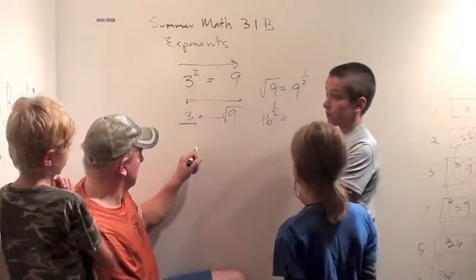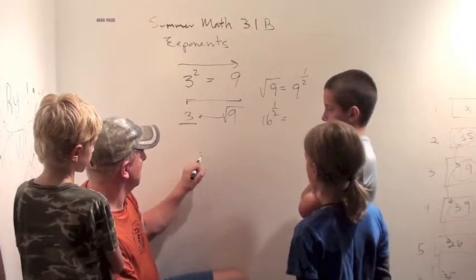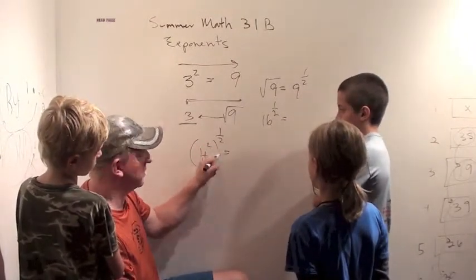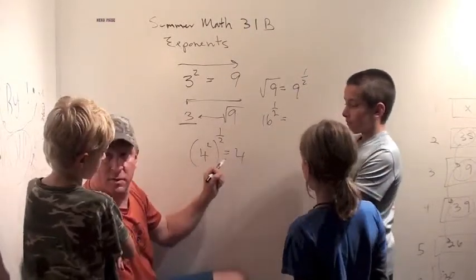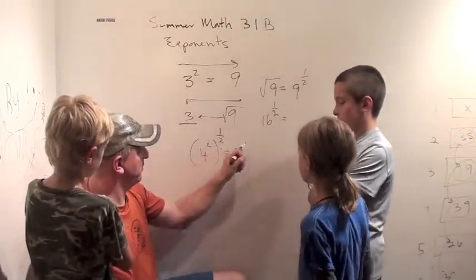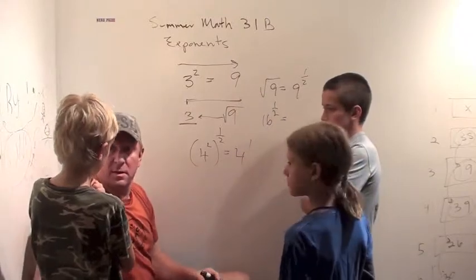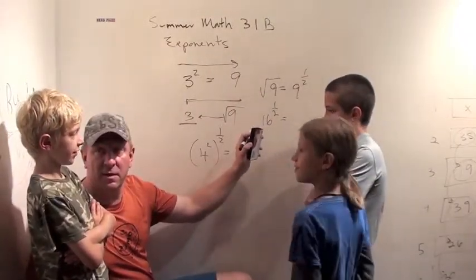Well, 16 is what number squared? 4. So this is 4 squared to the 1/2. And what happens to the powers? They multiply, so it's 4 to the 2 times 1/2, which is 4 to the 1. So 2 times 1/2 is 1. I think I understand that now. Okay, so 16 to the 1/2 is 4.